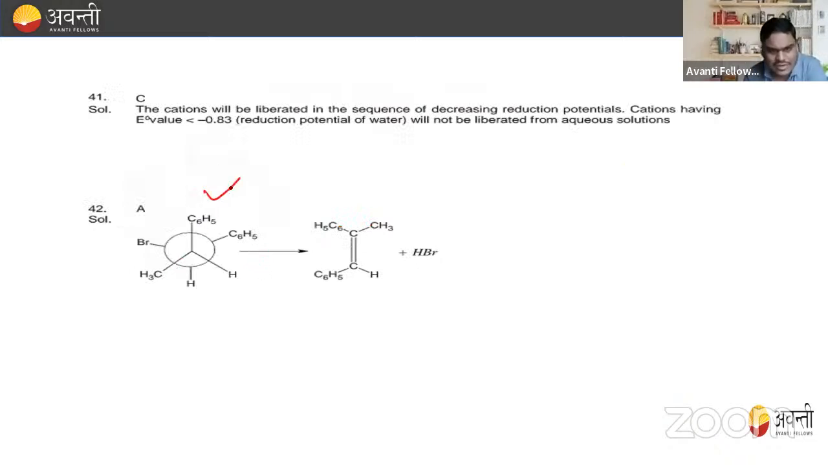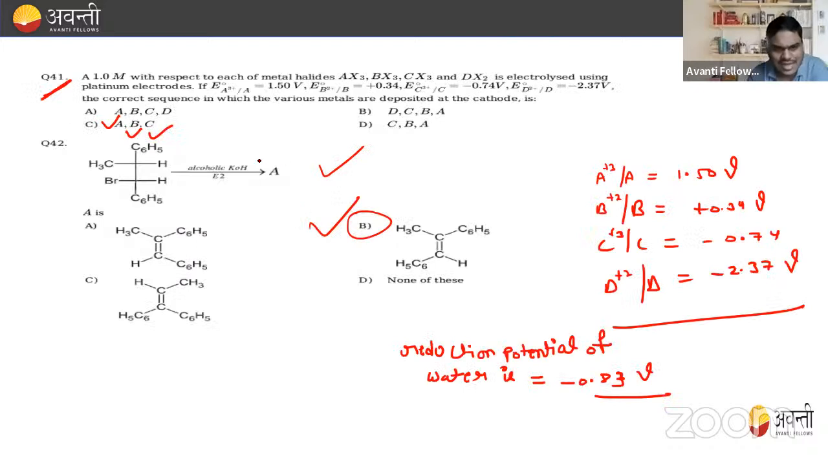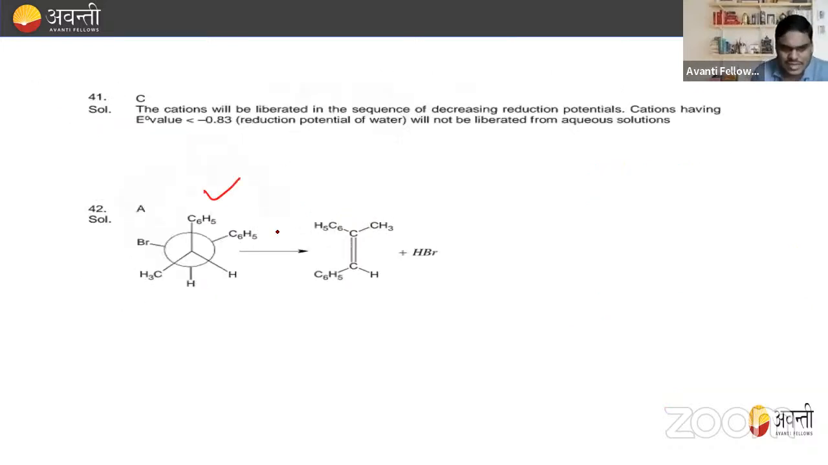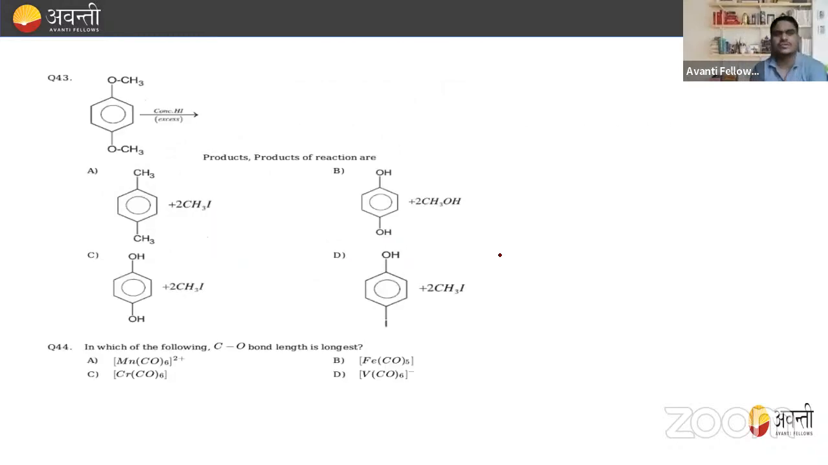We know that whenever this is treated with alcoholic KOH, elimination takes place, and we know that this form is less stable, so the formation is like that, that is CCS3, C6H5, CH3 and HBr. So this is the final product for this reaction, that is 42.